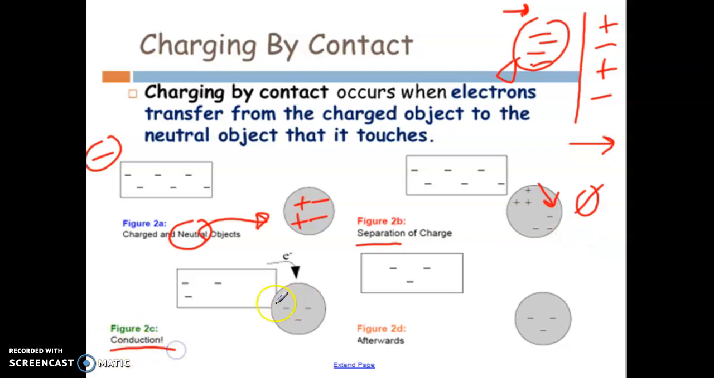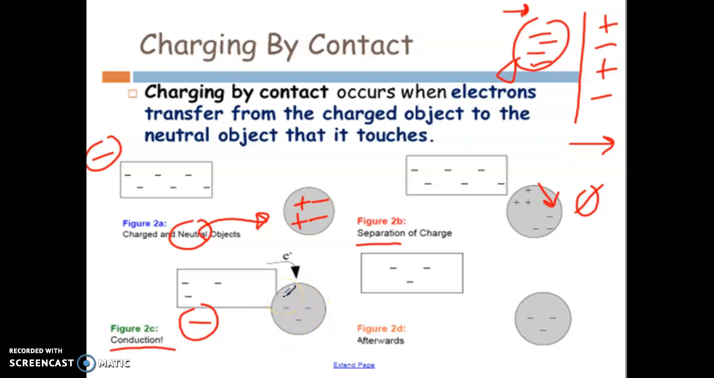So then we have it touching. So here it was close to it. Here it actually touches. So what happens is electrons will jump from where there is an excess of electrons to where there is not an excess. So this rod was negatively charged. This sphere used to be neutral. So this rod had more electrons than it needed. So some electrons will actually jump onto this sphere.